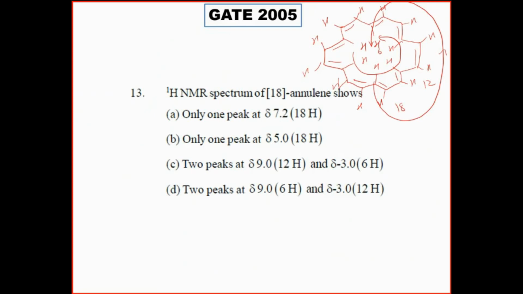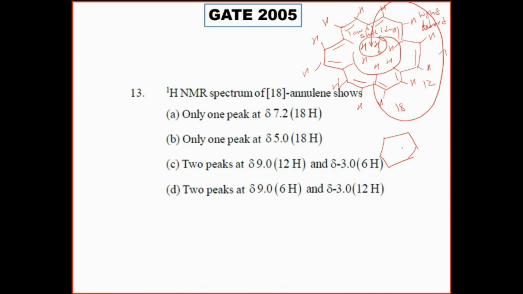Align ஆச்சுனா shielding, de-shielding? De-shielding, very good. Align ஆச்சுனா de-shielding, oppose பண்ணுச்சுனா shielding. De-shielding னா high delta value or low delta value? High delta value, very good. Shielding னா low delta value, very good guys. So you have outer protons will be de-shielded, inner protons will be shielded.